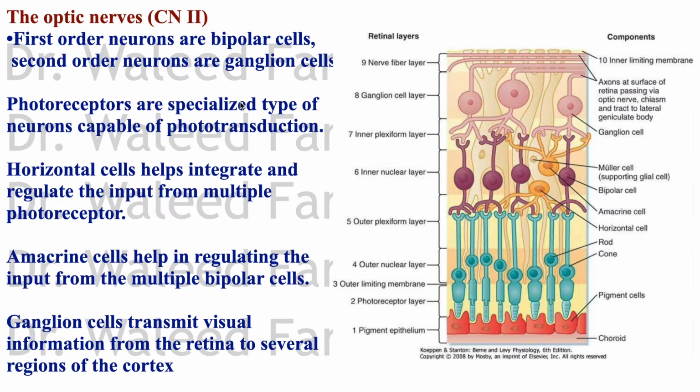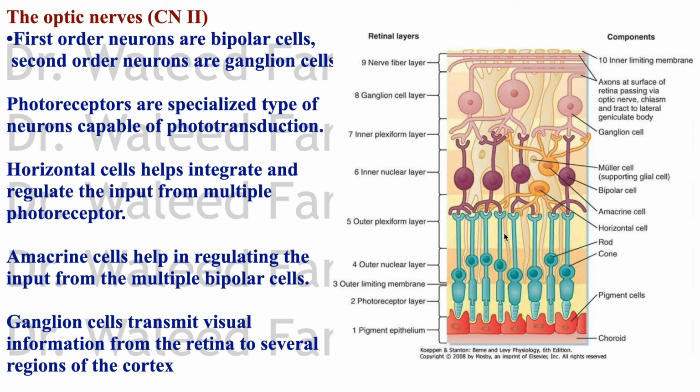For the second cranial nerve, which is the optic nerve, the first order neurons are the bipolar cells. See, these are the bipolar cells. And the second order neurons are ganglion cells. These are ganglion cells. So these are bipolar cells. These are ganglion cells. And these are the photoreceptors, which are the rods and cones, as you can see here.